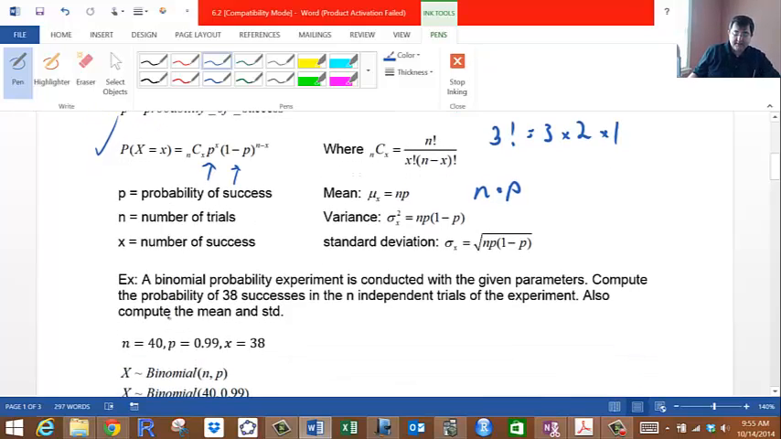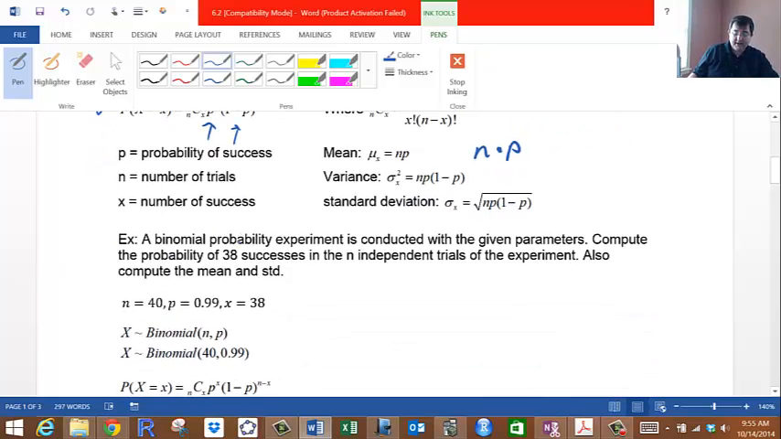So let's look at a very simple example here. Let's say we have a binomial probability experiment with the given parameters. Compute the probability of 38 successes in the n independent trials of the experiment. We have 40 trials, and the probability of success on a single trial is 0.99, and we want to know the probability of getting 38 successes out of the 40 trials.